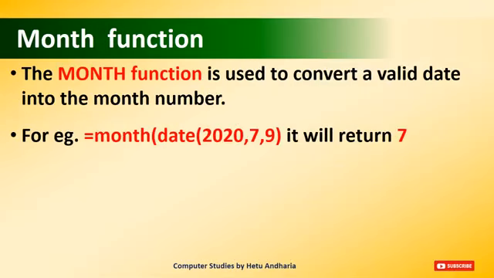Now the month function. Just now, as we separated the day from the date, in the same way the month function is used to separate the month. The month function is used to convert a valid date into the month number. For example, is equal to month, date is so and so, then it will return 7.